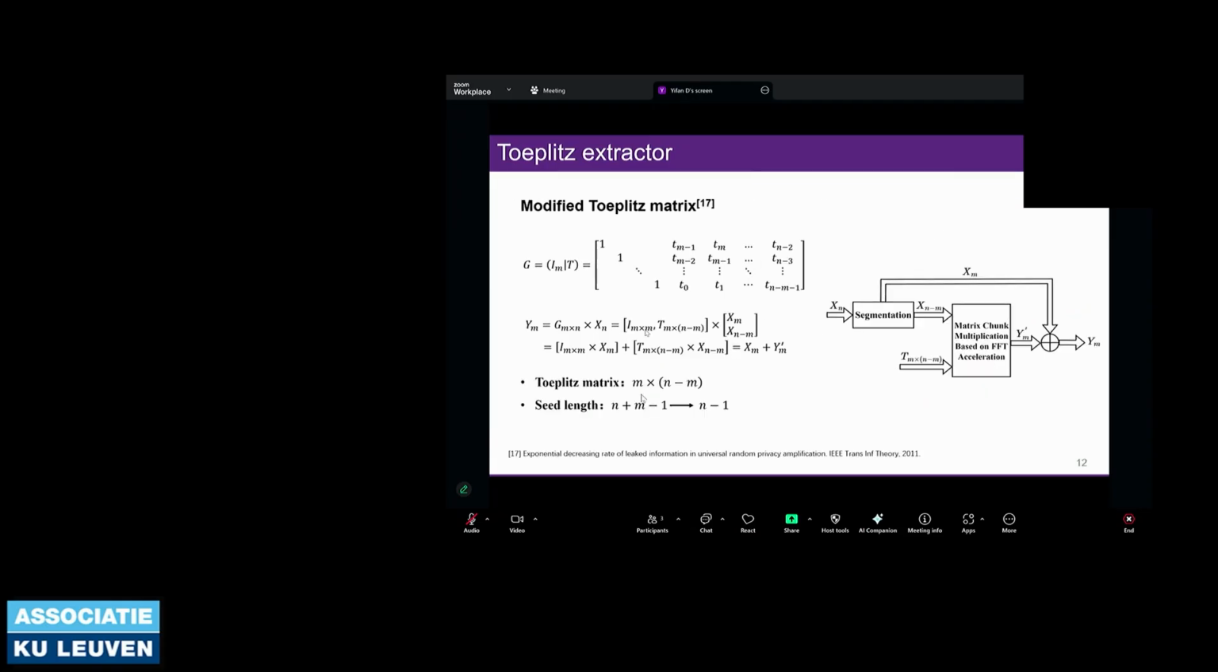To reduce the signal length, we can use a modified Toeplitz matrix without weakening the security. An m by n modified Toeplitz matrix comprises an m by m unit matrix and an m by n minus m Toeplitz matrix. In this way, we just perform the multiplication of this small Toeplitz matrix and the last n minus m bits from the input to get the intermediate result. Then we perform a modulo 2 addition with the first m bits from the input to get the final output.